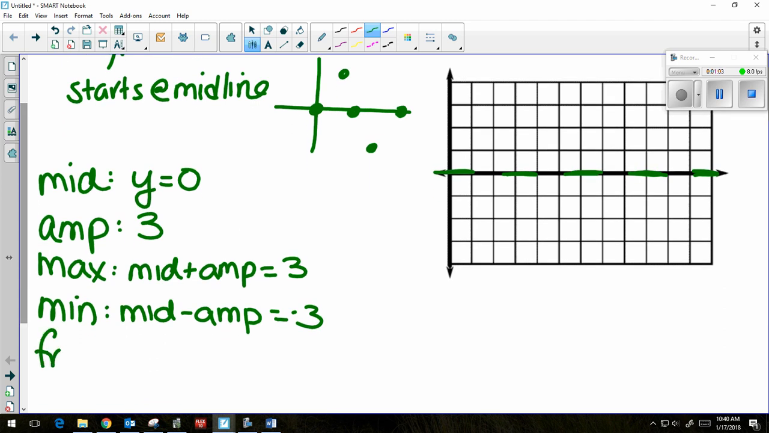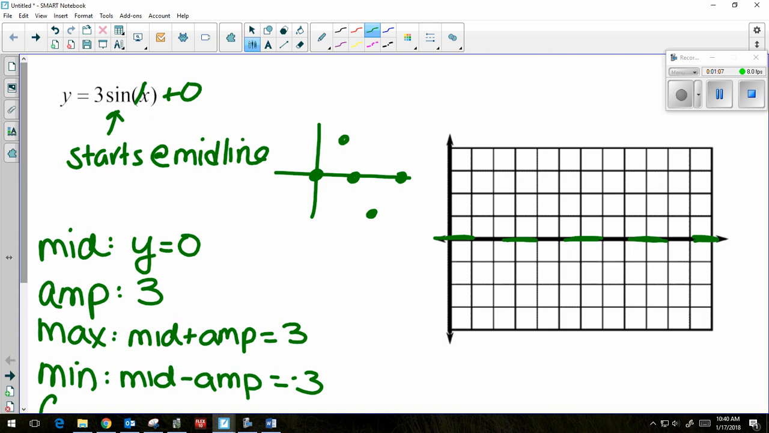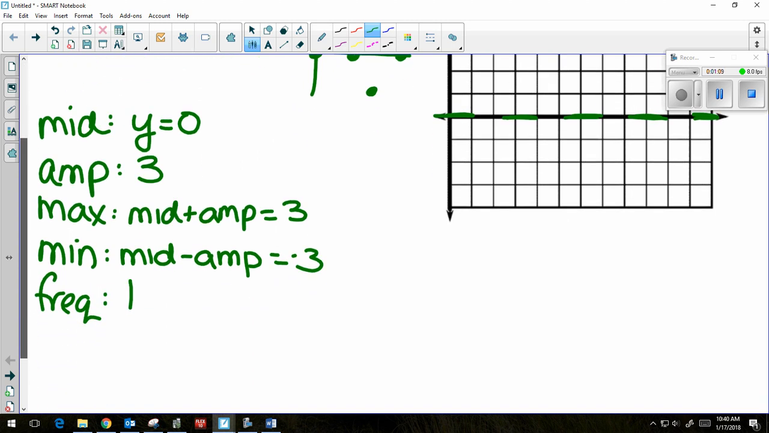Frequency. Frequency is the coefficient in front of x. So there's nothing there, so it's an imaginary 1. Period is 2 pi over your frequency. So 2 pi over 1 is 2 pi.